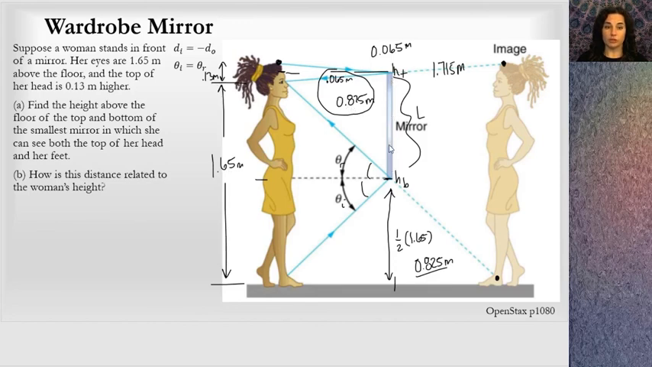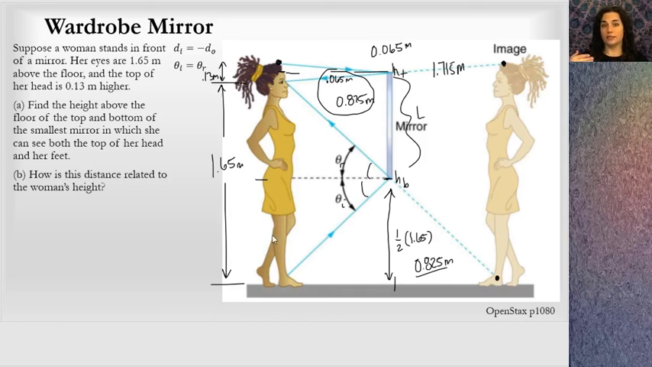When you purchase a mirror to look at your body for your wardrobe, all you need is one that is half your height. So that answers this question over here. How is this distance related to the woman's height? The length of this mirror from the bottom to the top is going to be half of the woman's height. So it turns out on this problem, if you do trigonometry and some geometry here, it doesn't matter how far away you stand from the mirror, as long as the mirror is half of your height and located right at that point where you can look down and see your feet. You will always be able to see all of you no matter how far you are from that mirror.